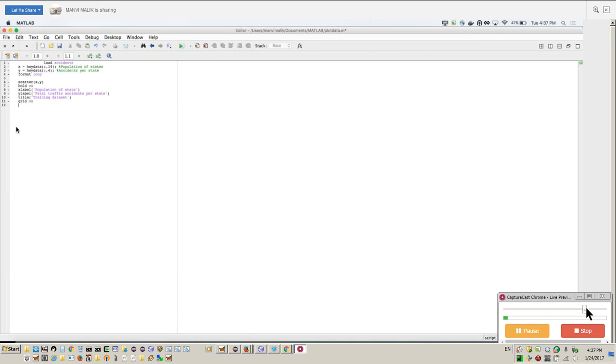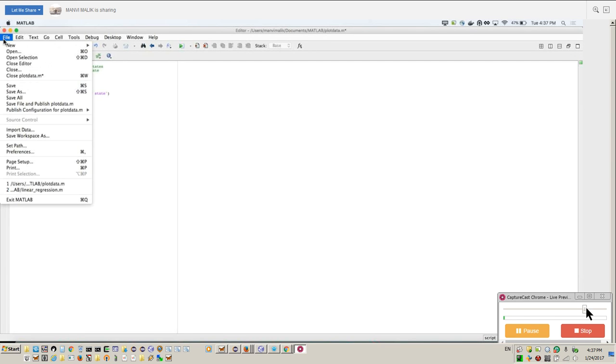Okay. So basically, it's just a sample data set. This is some accident data set that MATLAB has. What I'm doing is just running it so that you can see it in a graph.